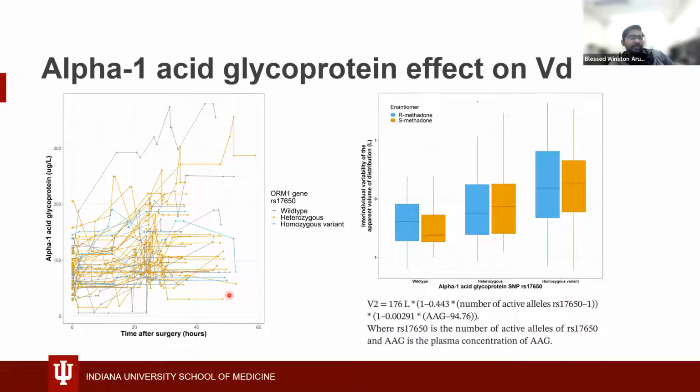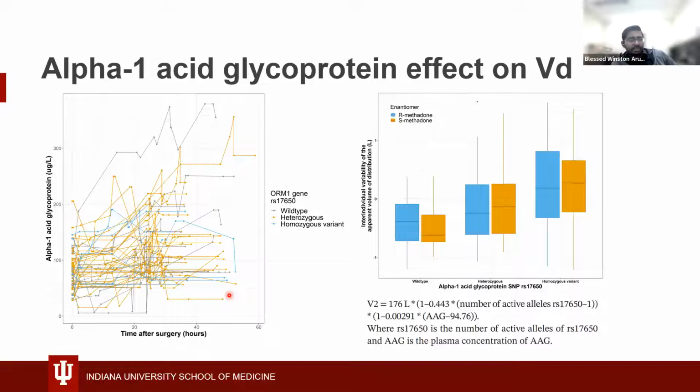Not much is done on this. In fact, if somebody is looking for an area to research, I think alpha-1 acid glycoprotein is an amazing area to research, because there are so many drugs which are bound to this protein, and we know very little about it. As I told you before, this is an acute phase protein, which means it increases with stress. In this case, our stress is surgery, post-surgery. This is increasing continuously.